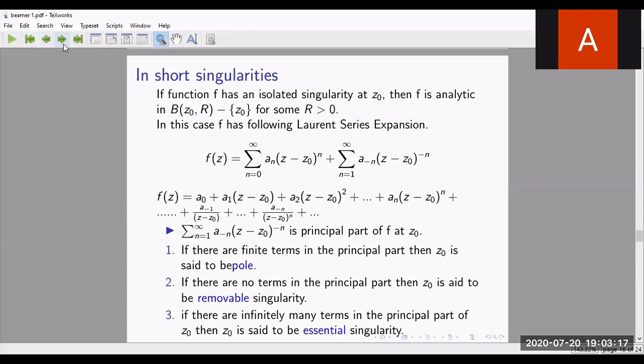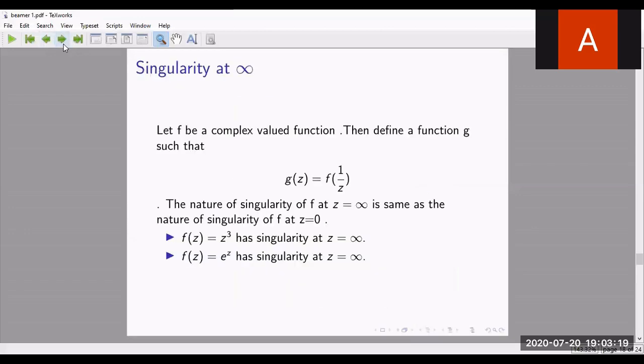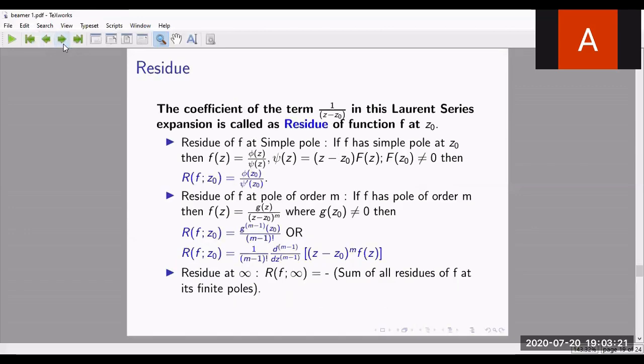Residue means some leftover part. The meaning of residue you all know in general. If the function has a simple pole or a pole of order m, then we can find the residue of the function at that point. Means in the Laurent series expansion, what will be the coefficient of the term 1 by z minus z naught.